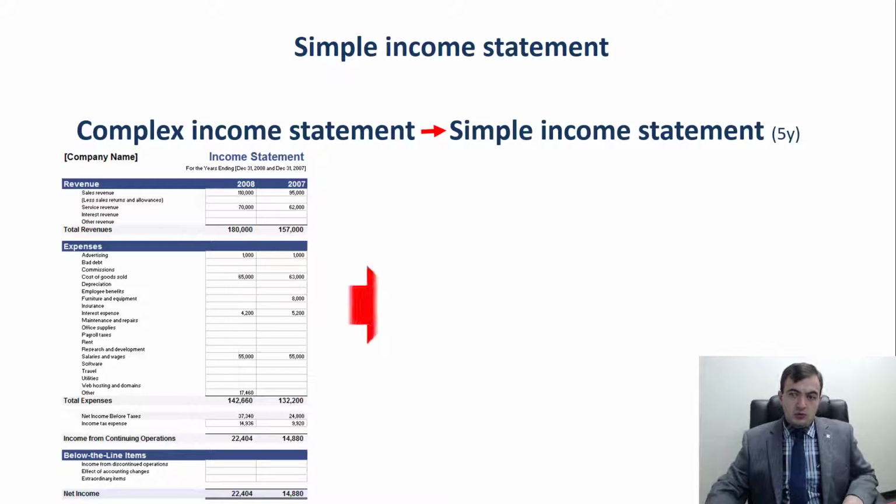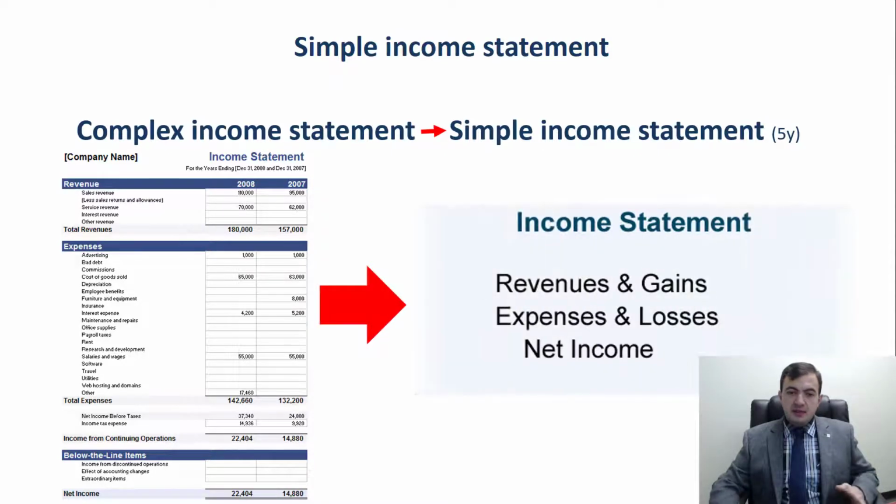What we will do is simplify it and make it simple. So the simplified income statement will look like this. In the major dimensions, we'll have revenues, expenses, and net income of the company.